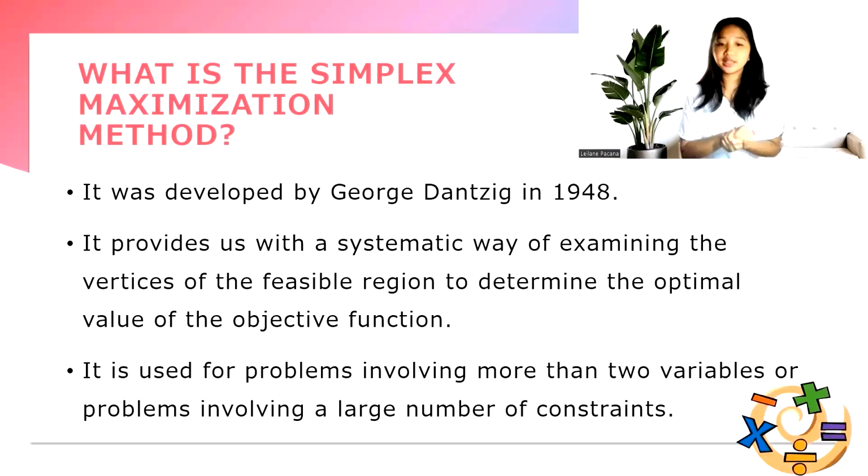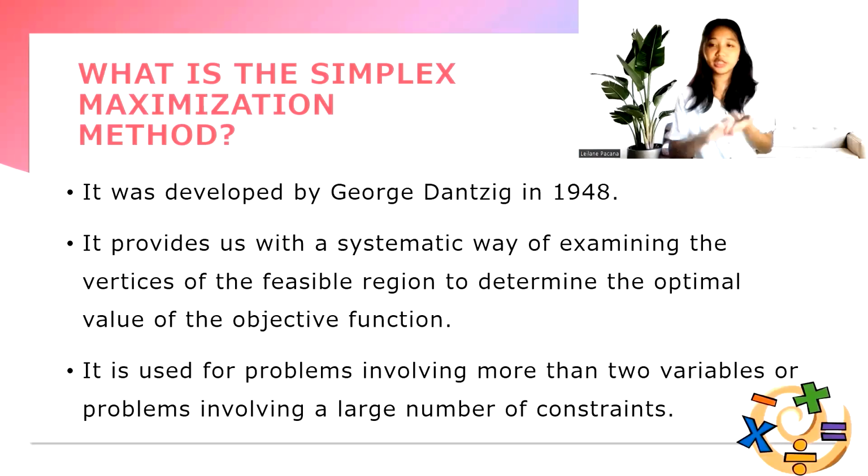Now, the simplex method is also used for linear programming problems that consist of two or more decision variables. That is how advantageous the simplex maximization method is. In linear programming, the simplex method is not the only method that can be used in solving it. There are other methods. However, the simplex method is advantageous because it can solve problems that have two or more decision variables, unlike the graphical method, which only takes two variables.